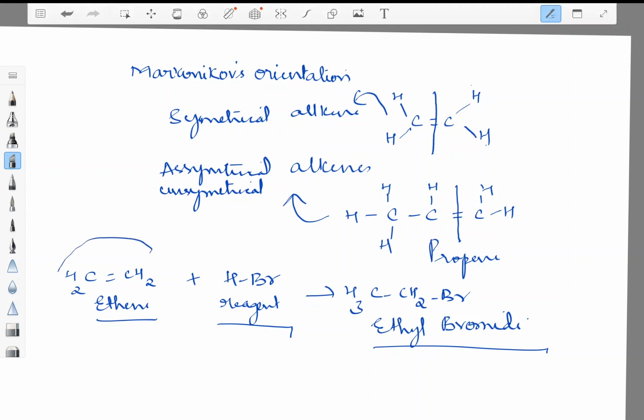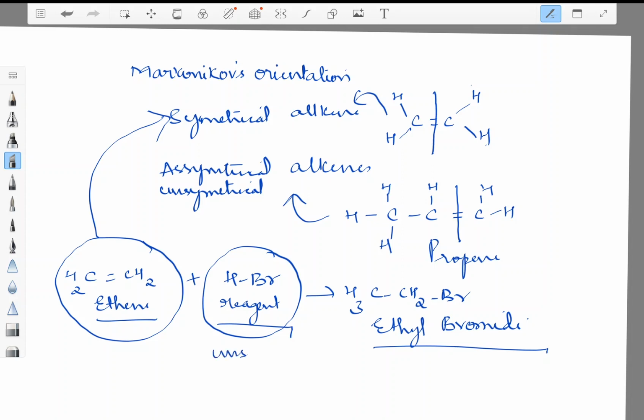The example we are going to take is a symmetrical alkene, and this reagent is called an unsymmetrical reagent. If it is Br2, then this is a symmetrical reagent, and HBr is an unsymmetrical reagent. So a symmetrical alkene reacts with an unsymmetrical reagent, that is HBr, to give ethyl bromide. This is what you have to remember here.